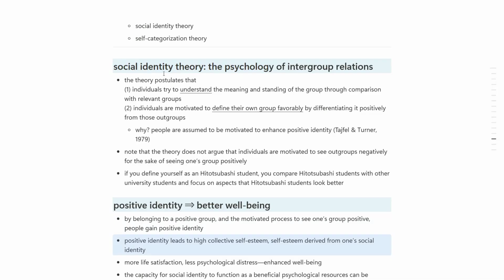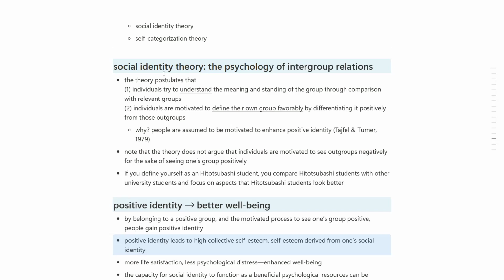Positive identity gained through such group membership leads to high collective self-esteem, which is self-esteem derived from one's social identity. There are personal self-esteem and collective self-esteem. Basically, self-esteem is the feeling or sense that you experience about yourself, the extent that you value yourself, or the extent you feel worthy about yourself, or more simply, the degree that you feel good about yourself.